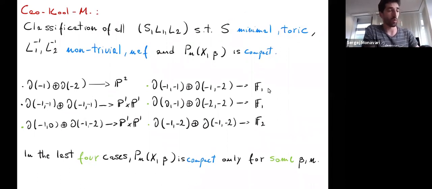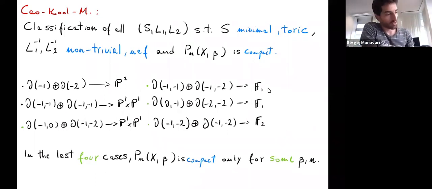Turns out that if you require all of these assumptions, there are 6 possible cases. 2 of them are the ones from before, and the others are another choice of P1 times P1 and some Hirzebruch surfaces. Let me say that I was motivated to look for these Hirzebruch surfaces after a talk in Trieste by Andrea Brini, where he was doing the GV side of the story for this kind of surfaces.